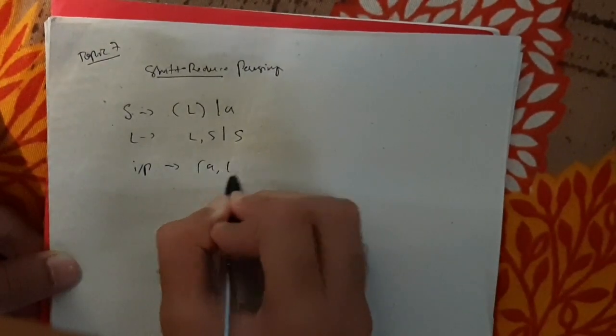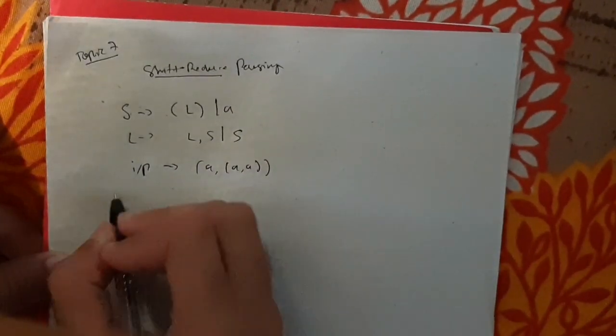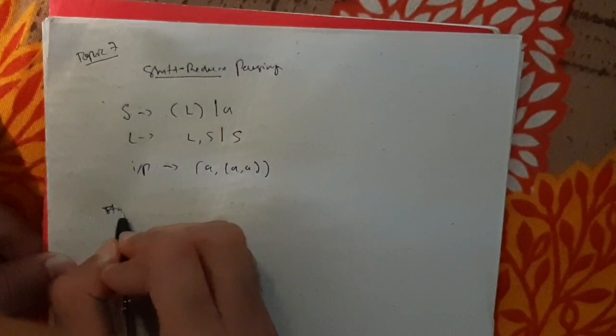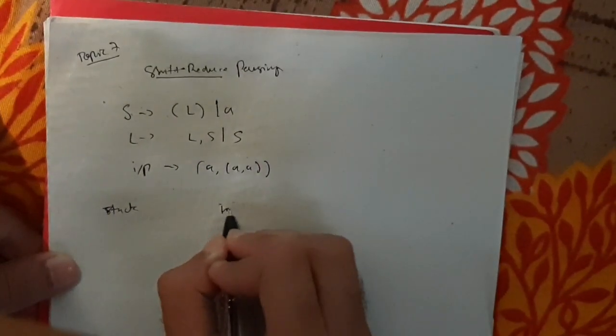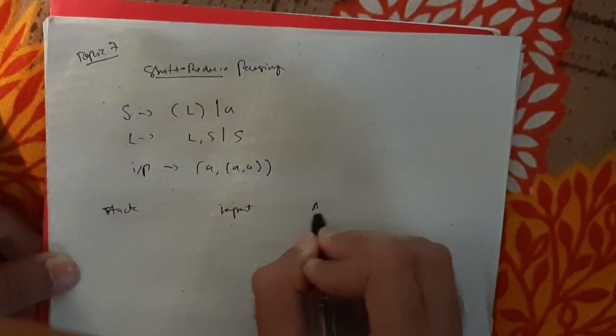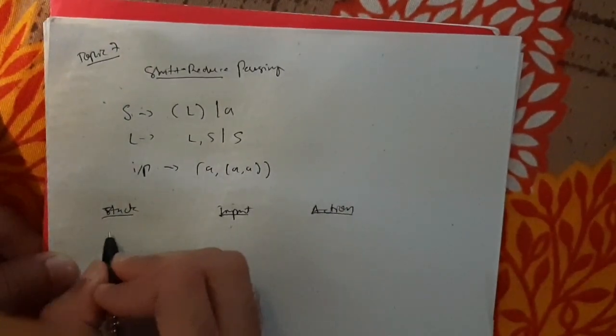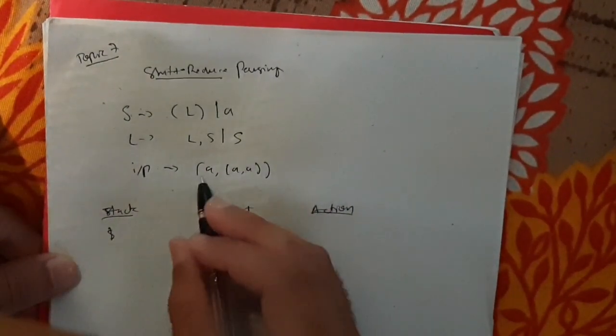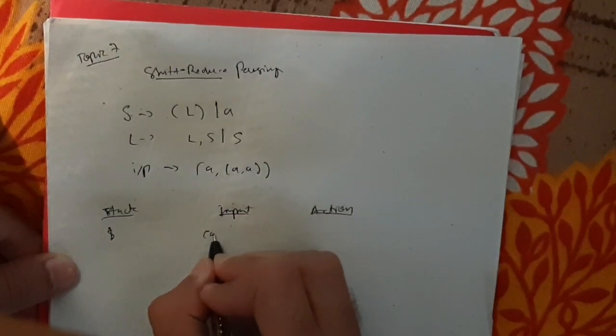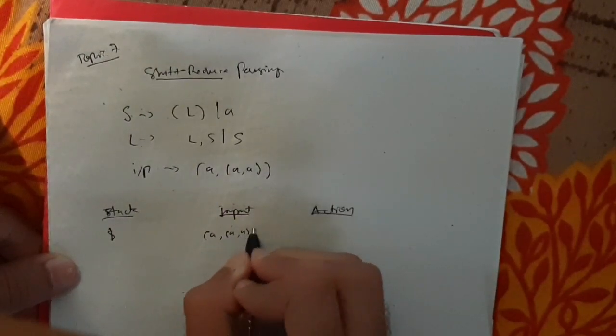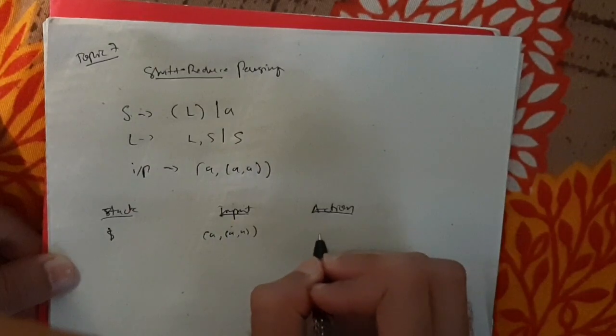The input which is given to us is a comma a and closing bracket, and here we have the stack, and here we have the input, and here we have the action. Okay, in the stack we'll be starting from dollar, and in the input we'll be writing the same input present here, a comma a, and in action we'll not write anything initially.